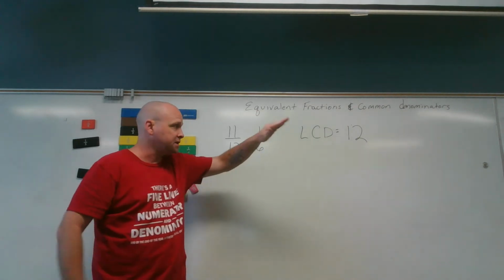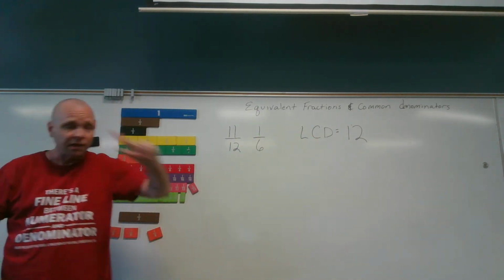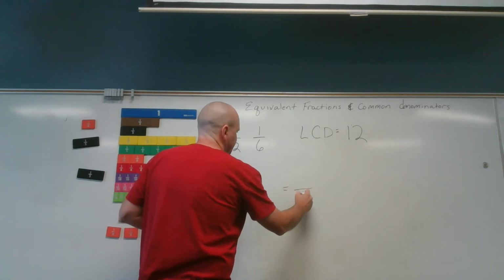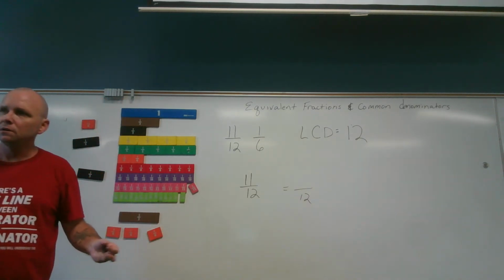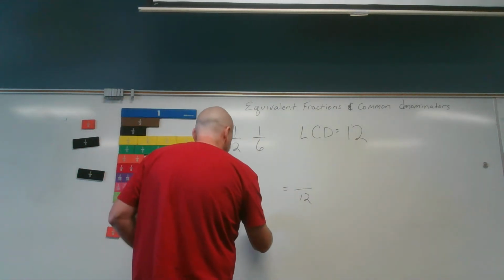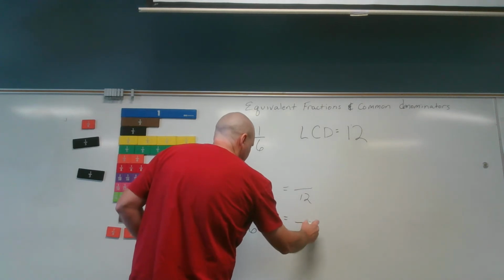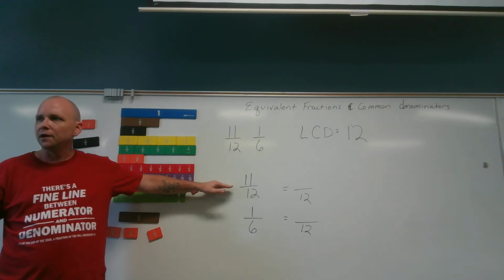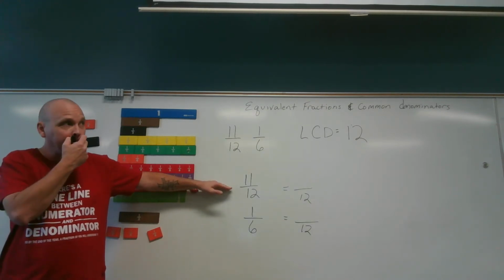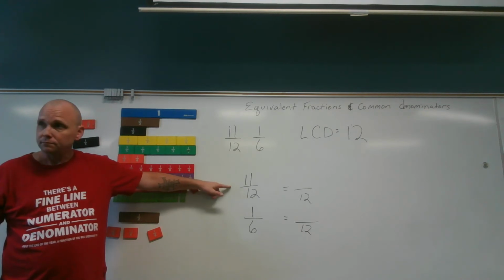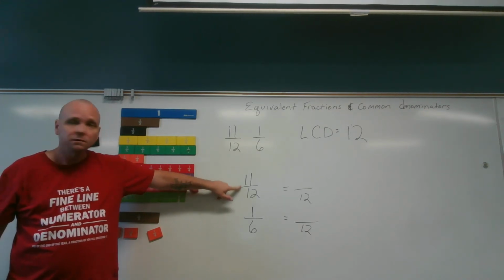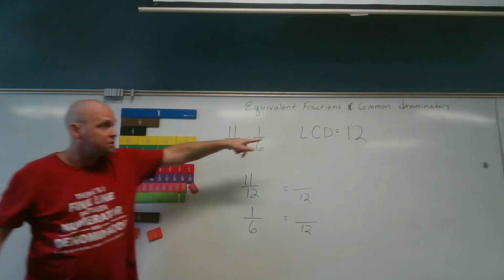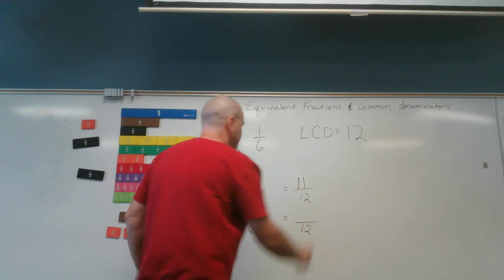If the problem says find the least common denominator and equivalent fractions using that denominator, I need to change 11/12 to something over 12 that's equal. I need to change 1/6 into something over 12 without changing the value. And Peyton, you said done when I wrote this down. How do you know it's done? Because it already has a denominator of 12, and that's what I need it to have. So I don't even need to mess with that one.